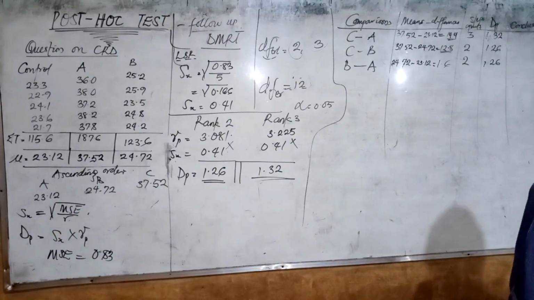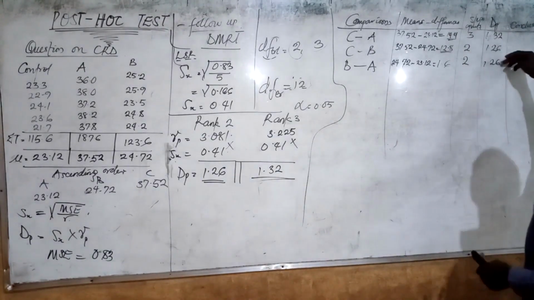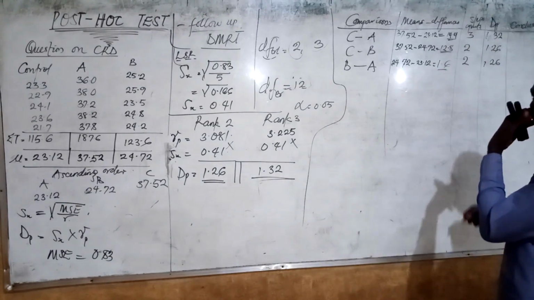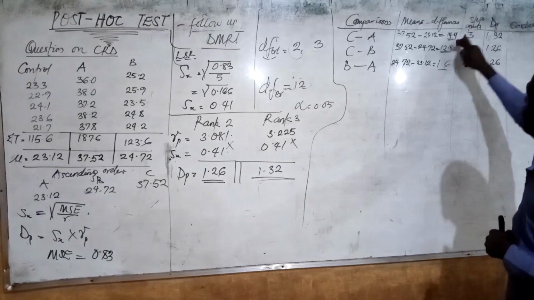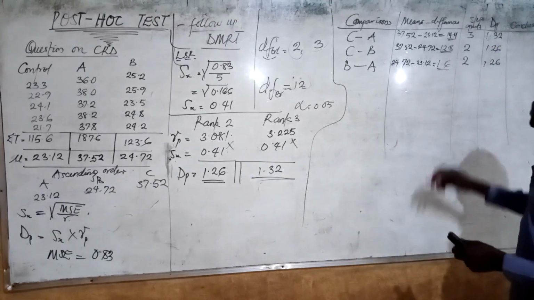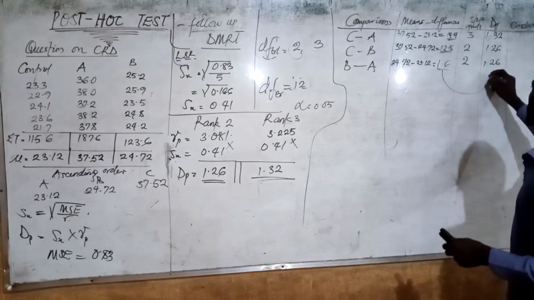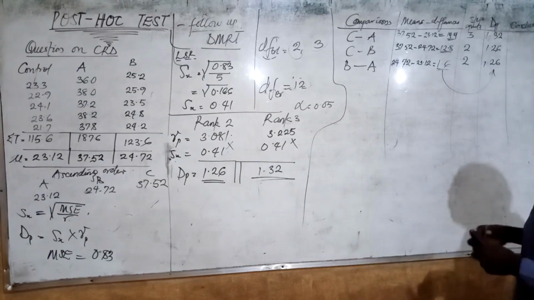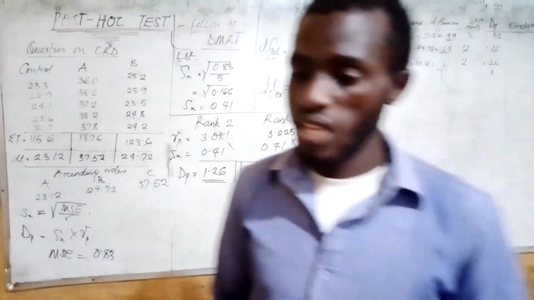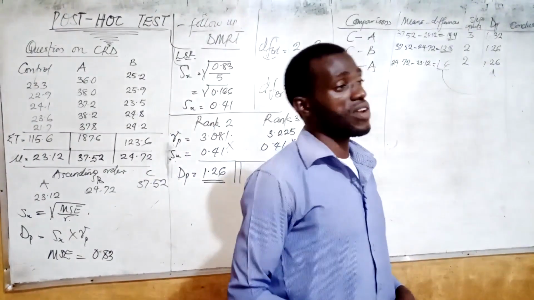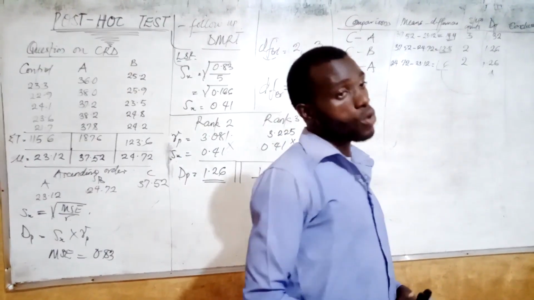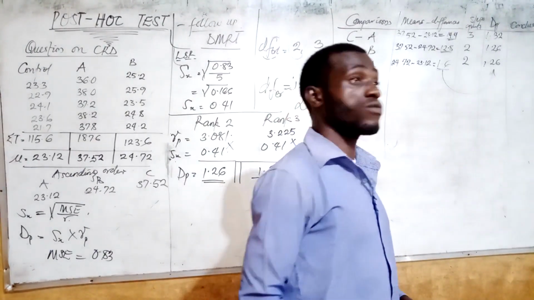I'll write the remaining answers. These are the different mean differences that we will have. Here we have 14.4, 12.8, and 1.6. Then the next thing we'll do is we'll compare the mean differences with our DP values. Anyone that is greater than our DP value will be significantly different, and anyone that is less than our DP value will not be significantly different. We have no significant difference.